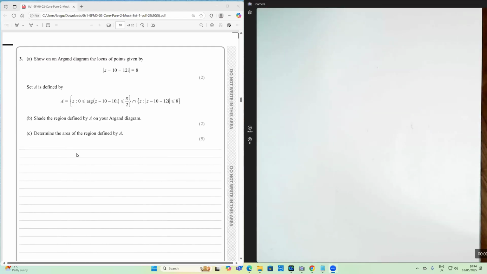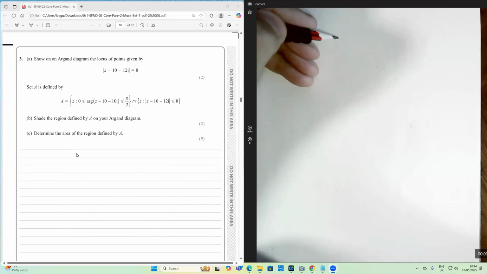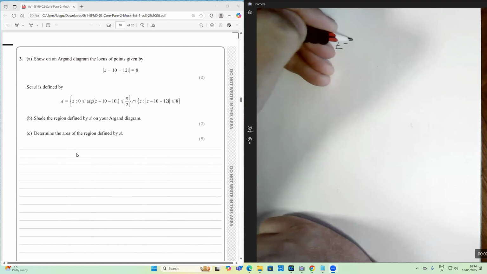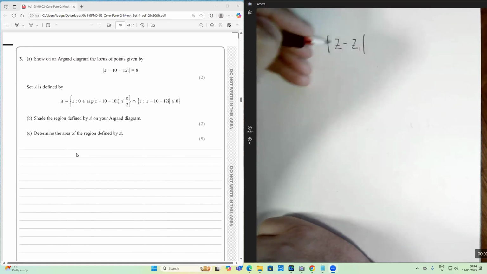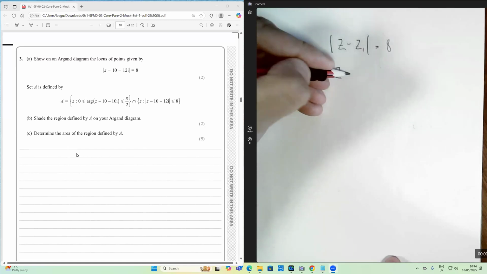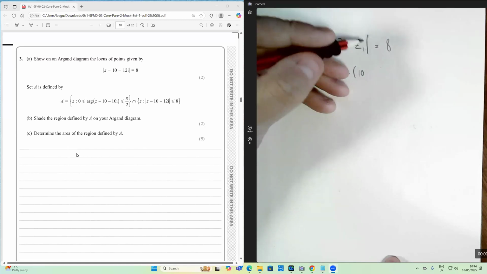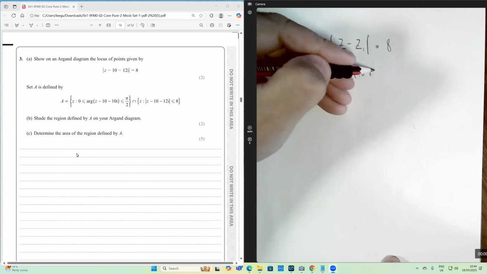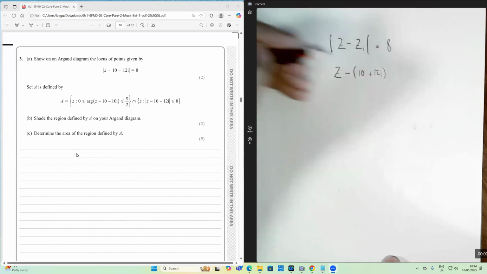Hello, and in this video, we're going to be looking at a complex number loci kind of question. It says, show on an Argand diagram the locus of the point given by |z - 10 - 12i| = 8. Now, if you remember, we have the formula for the equation of a circle in this form. So we can think of this as |z - (10 + 12i)|.